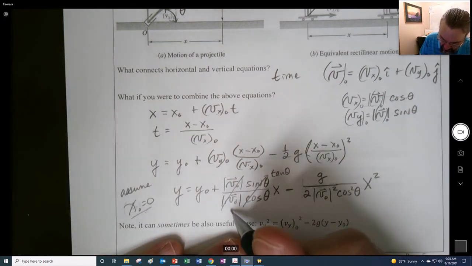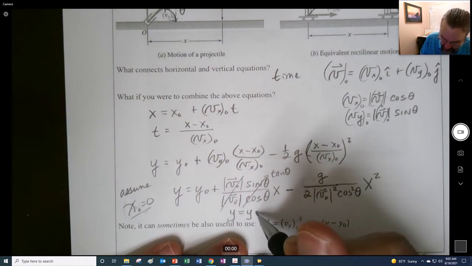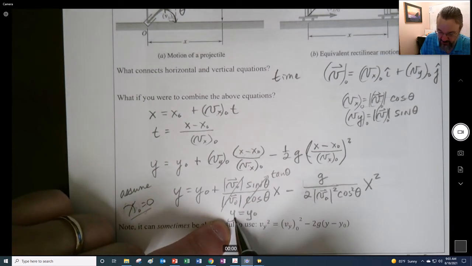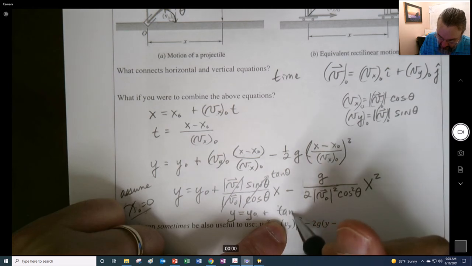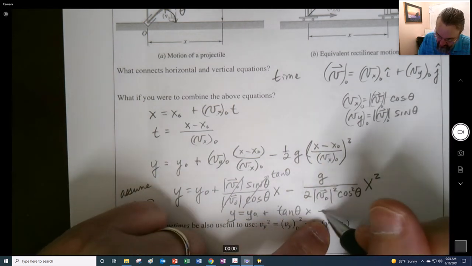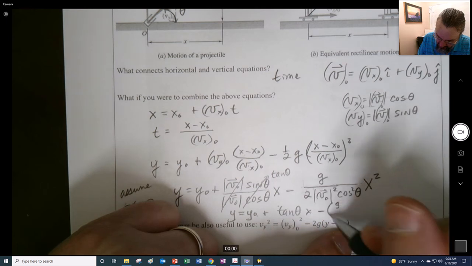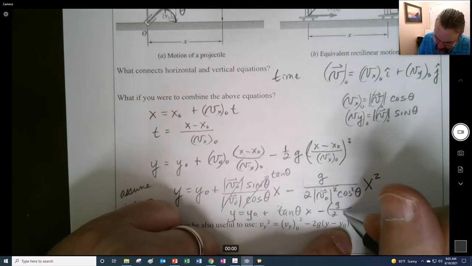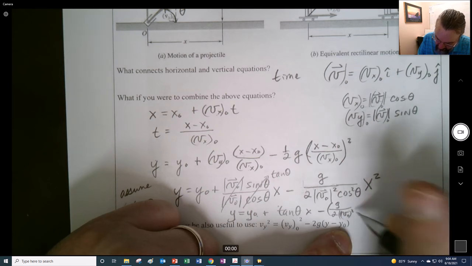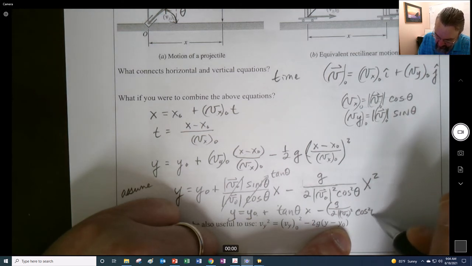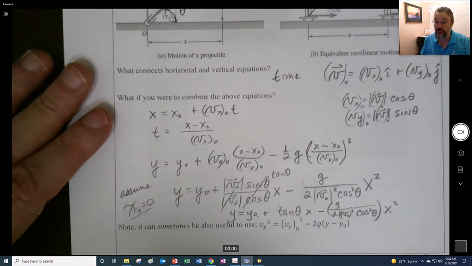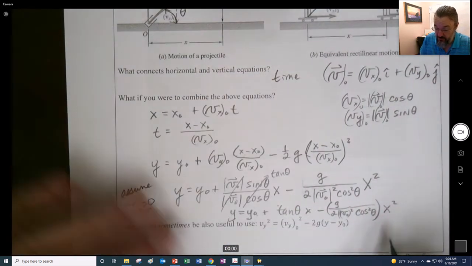So what you end up finding, let me rewrite it just underneath. If you want to find the vertical position of something, you take the original position and add the tangent of theta times x, minus g over 2, times v naught squared, the magnitude of the initial velocity squared, cosine squared of theta, times x squared. I think I got that right because I don't have it written down on my page right here, but it's something that we do often.